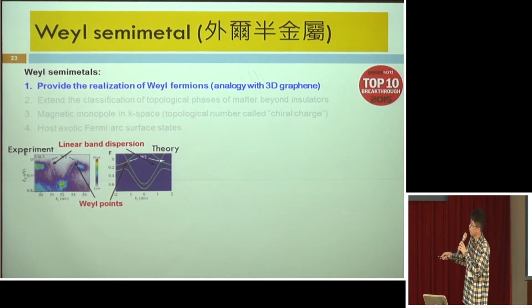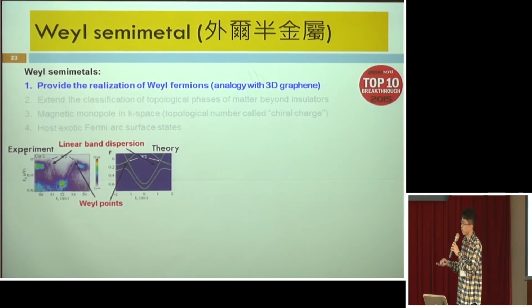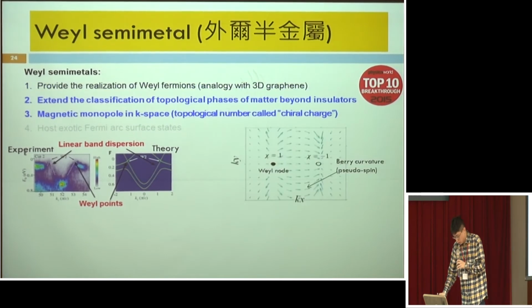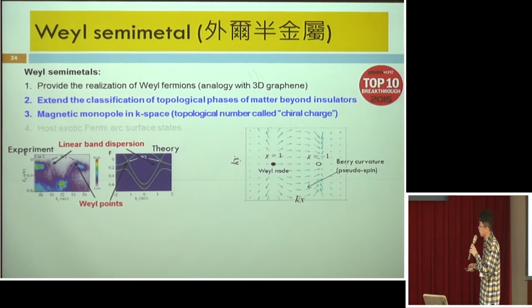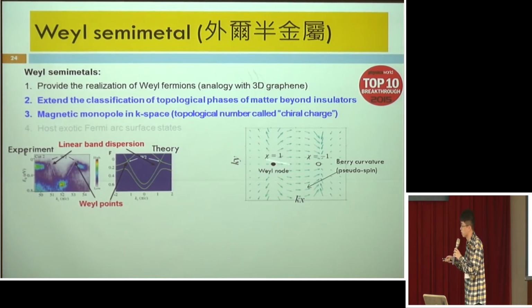This is a Weyl semimetal. The bulk band in a Weyl semimetal is an analogue of 3-dimensional graphene, with linear band dispersion from a Weyl node in all momentum directions. This is ARPES data, and this one is our simulation. These are the linear band structure signals, and this is a Weyl point. And Weyl points can provide non-zero Berry curvature in momentum space, so it's an analogue of a magnetic monopole in momentum space.